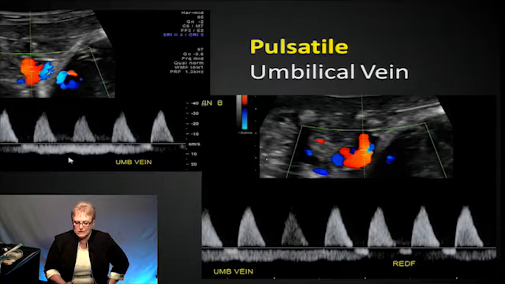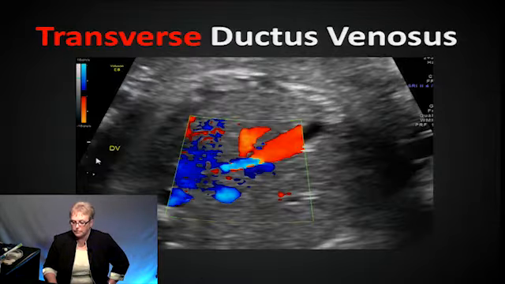And then when you get pulsatility in the vein, that baby is in real trouble. So you can see how we have reverse end diastolic flow on the umbilical artery, and then the little pulsations, scalloping of the umbilical vein.